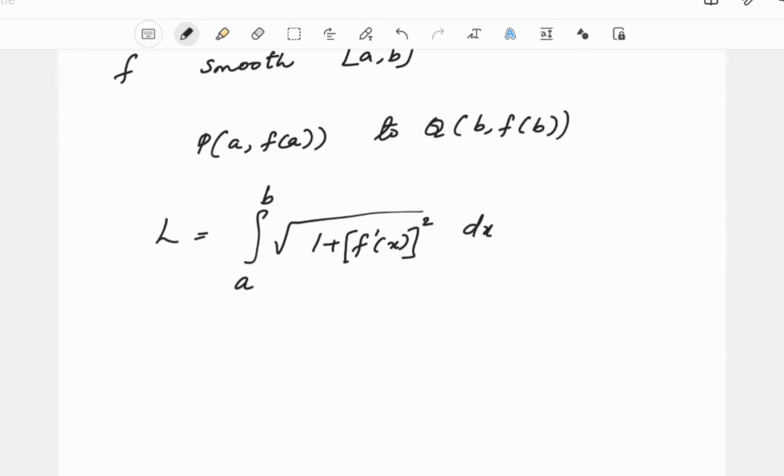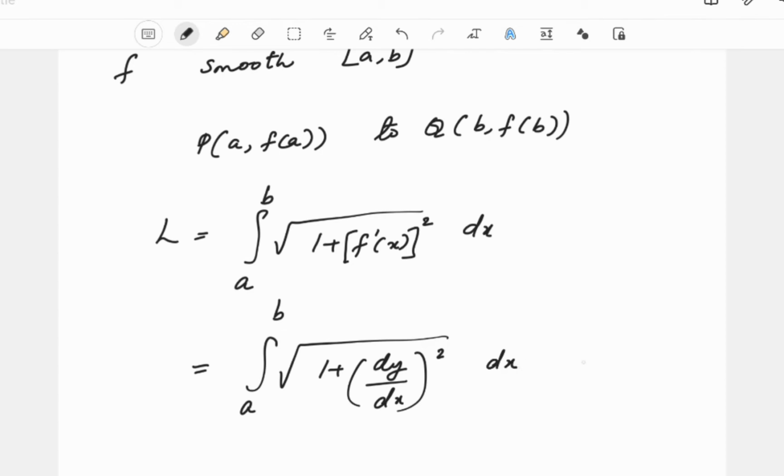Since f is smooth, this function is integrable and the length is given by integral a to b root of 1 plus f dash of x the whole square dx. Here x varies from a to b. This can also be represented in the form integral a to b root of 1 plus dy by dx the whole square dx, if y is equal to f of x.